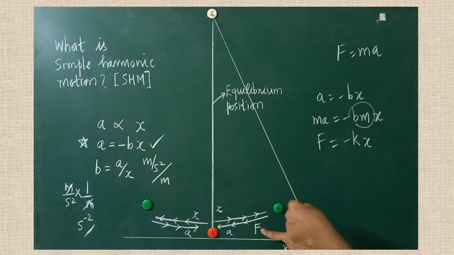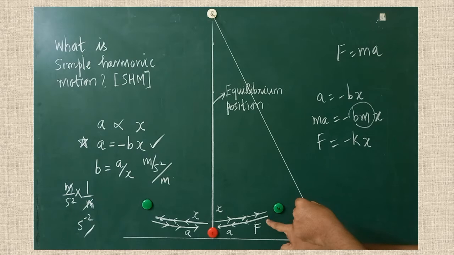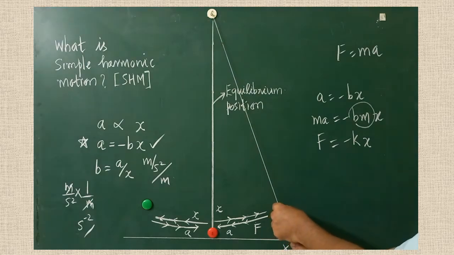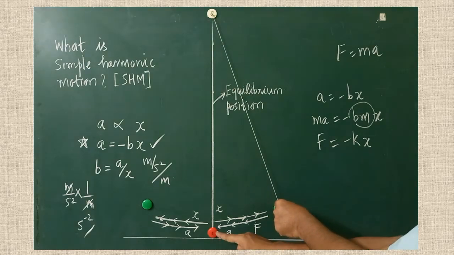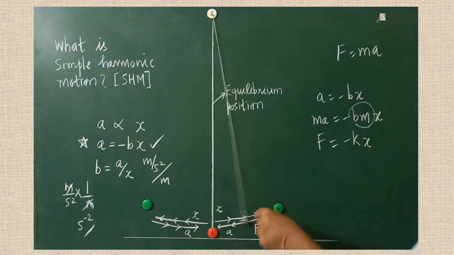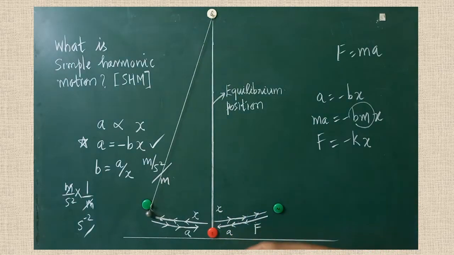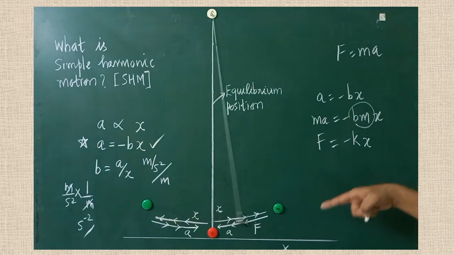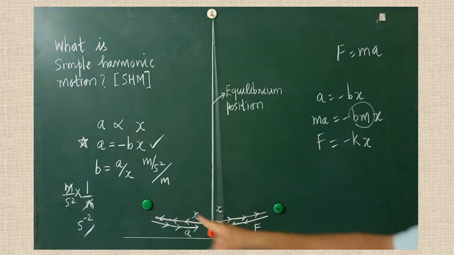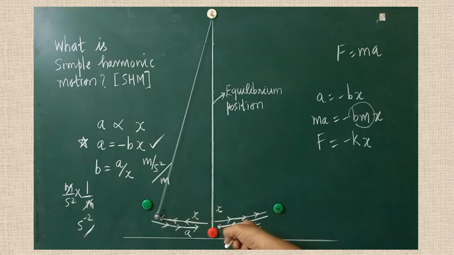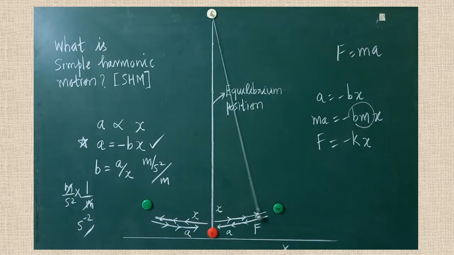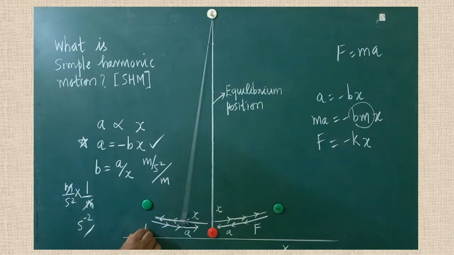Why is it called restoring force? Because this force acts on the bob and tries to bring back the bob to the original position. That's why the restoring force will be acting in this direction. When it comes here, the restoring force will be acting in this direction. When it goes there, the restoring force will be acting in the opposite direction of the displacement. Are you clear? Look at the direction of the restoring force.